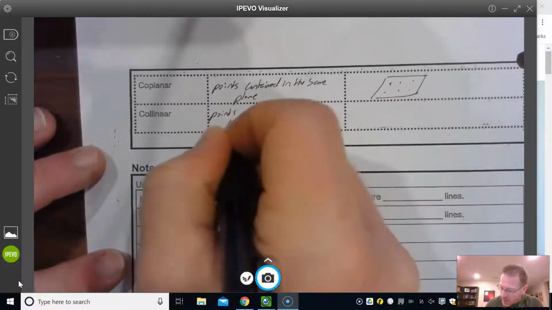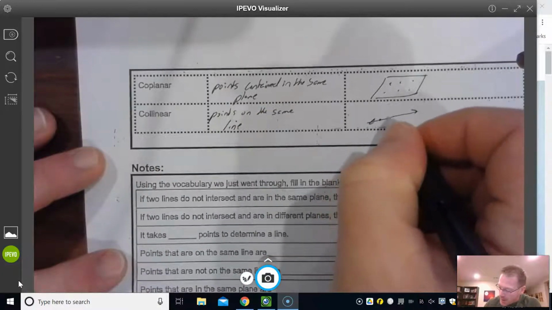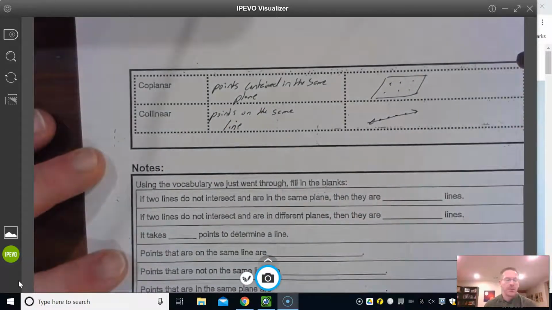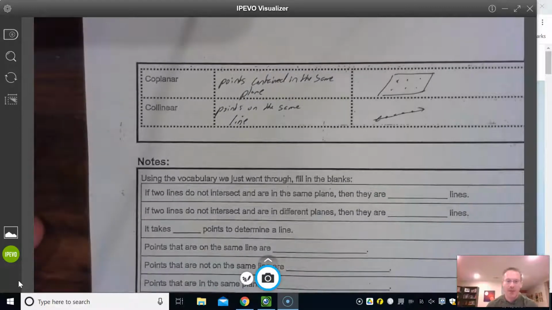And if you didn't know this, there is an infinite amount of points on a line. So whatever points we determine would be collinear, all 4 of those points, because they're on the same line. A little bit more vocabulary here.